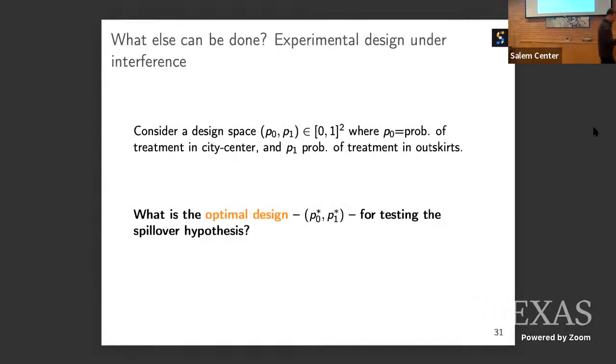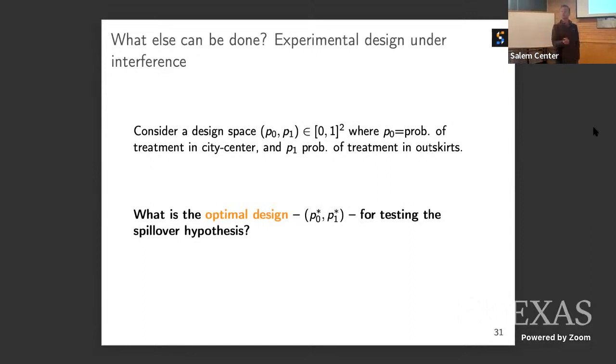One other brief thing I would like to mention is that there are all kinds of interesting things that we can start to look at. One of them is experimental design under interference. When we think about designing an experiment, this is in general a very hard problem, even if I just want to estimate direct effects.